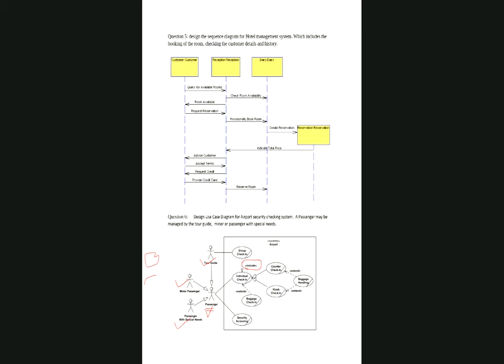It's optional. Then individual check-in has two categories: counter check-in and kiosk check-in. And baggage handling. If you have baggage, then only it will be handled. That's why I give it here as extend. So make sure that you have understood this. So this is about the business airport. Shall we move to the next part?